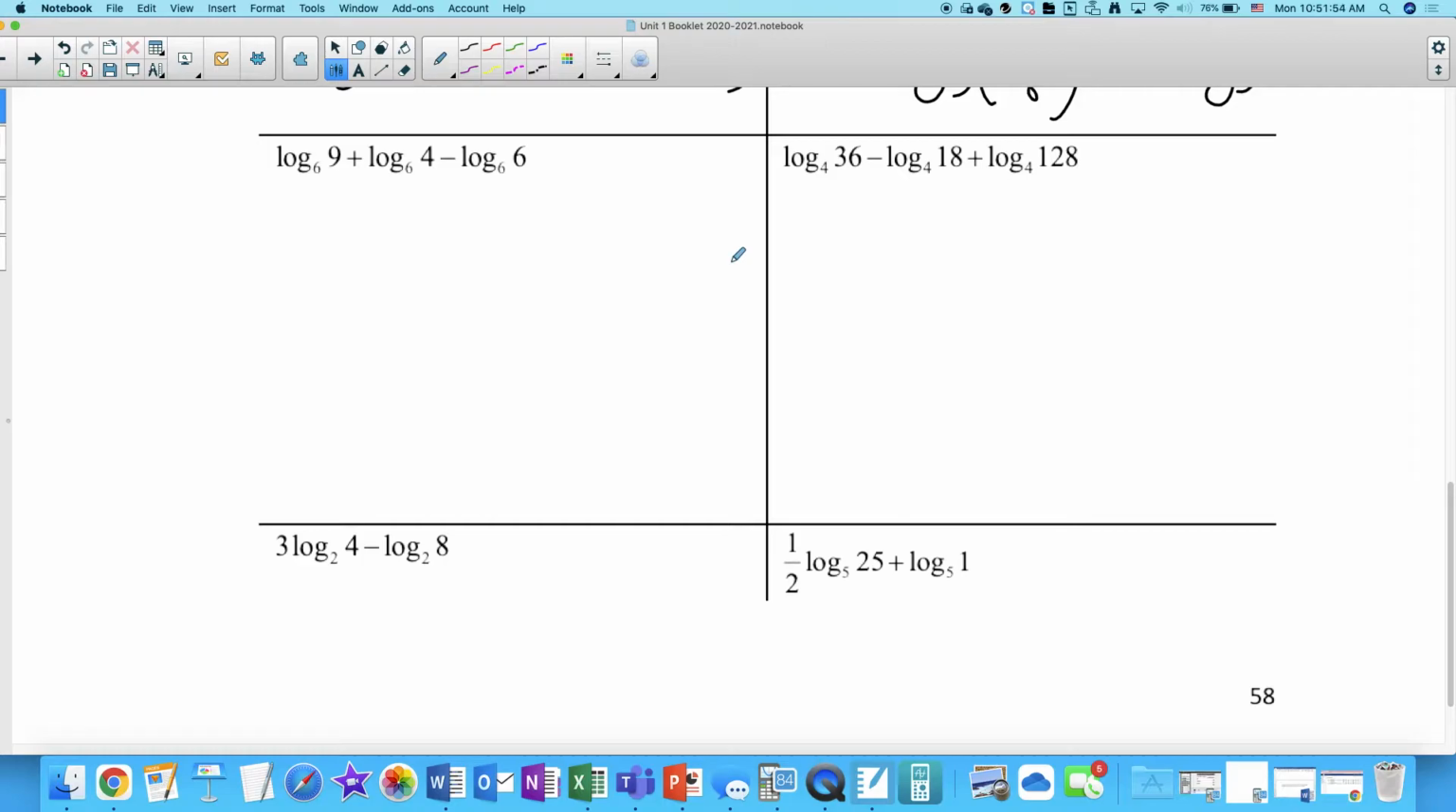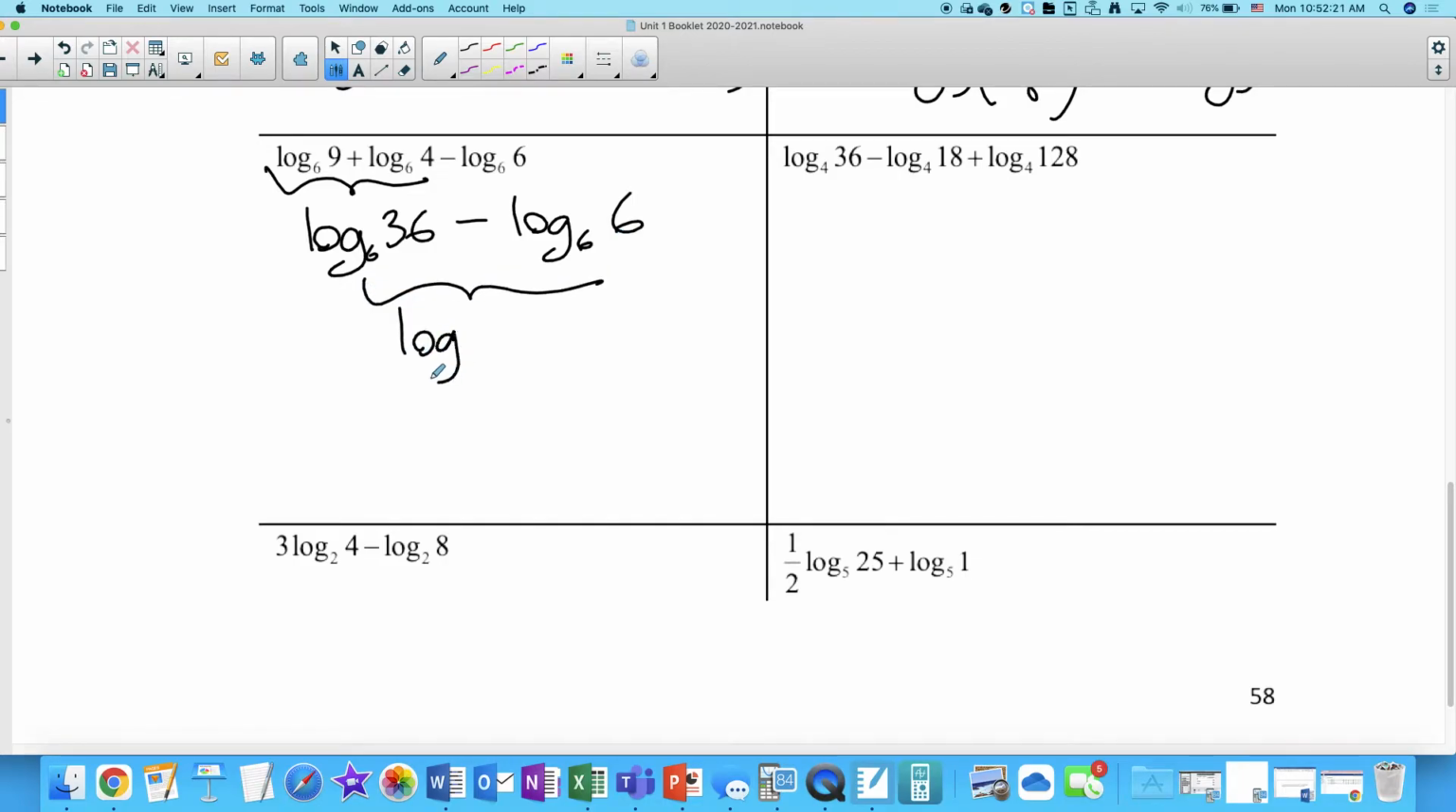So start with this, write that as a single logarithm, right? So this is going to be log base 6 of 9 times 4 is 36, and then minus log base 6 of 6. And then you can combine these together. Log base 6 of 36 over 6, which is log base 6 of 6. And what's that? 1, right.